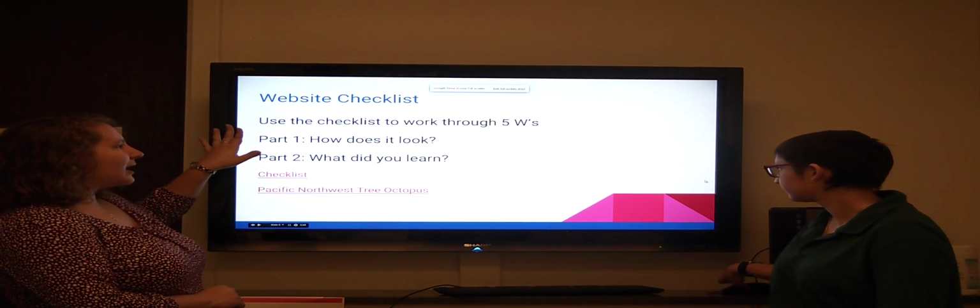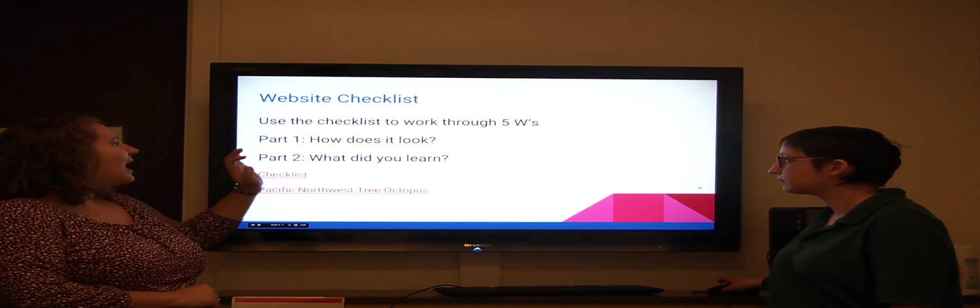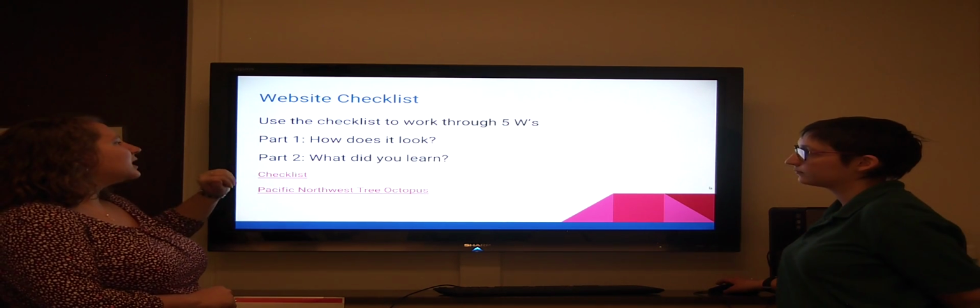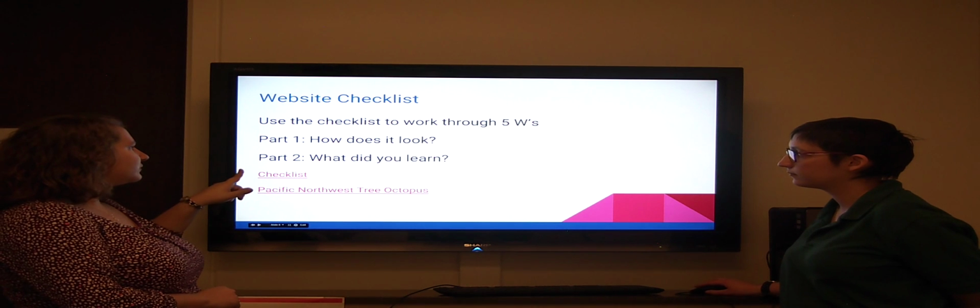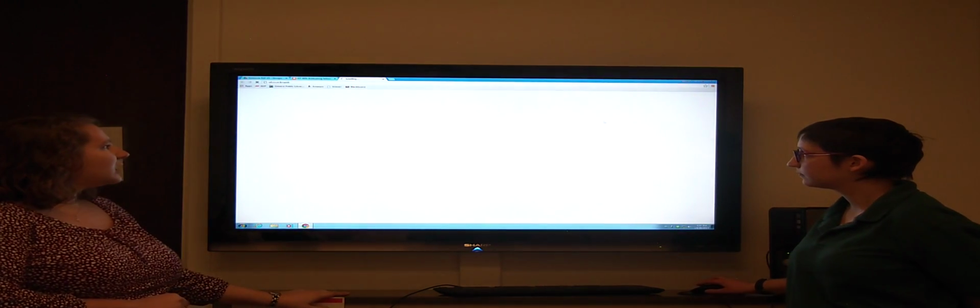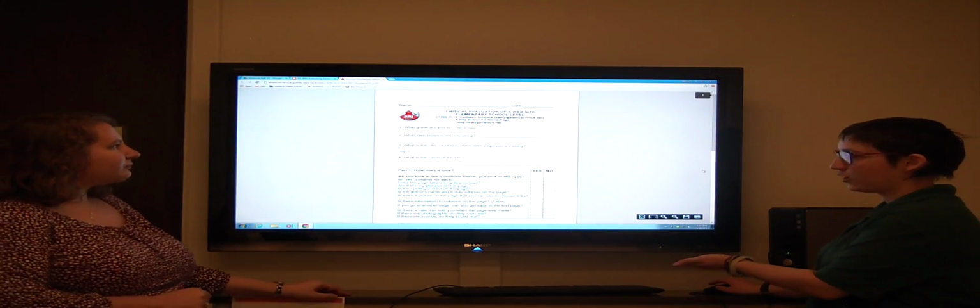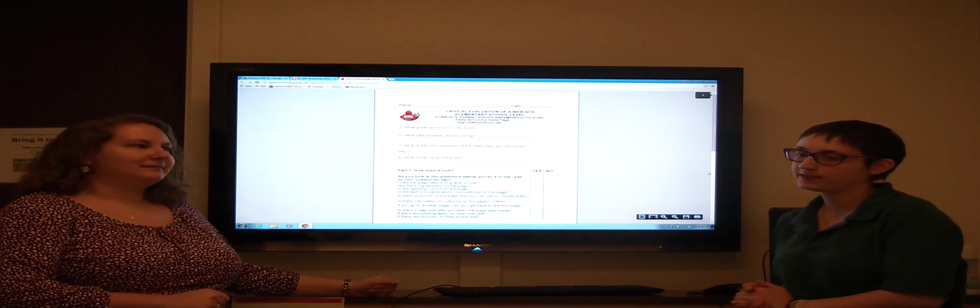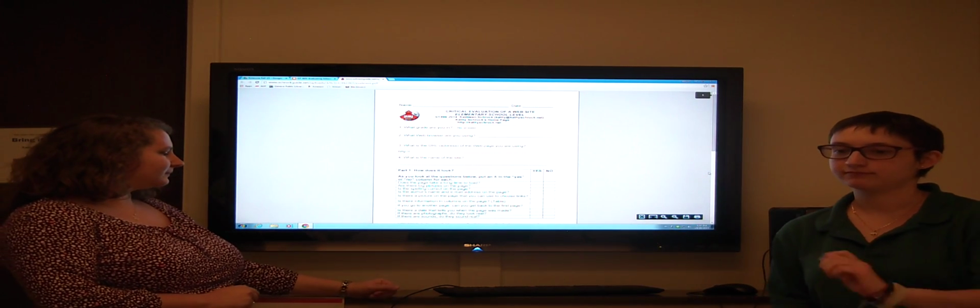So we're going to be using our checklist to work through the 5 W's. And the first part is really asking us how does it look, and then asking us what does it learn. So our checklist is going to look a little something like this. I'll be passing this out while Jess explains what the activity is.